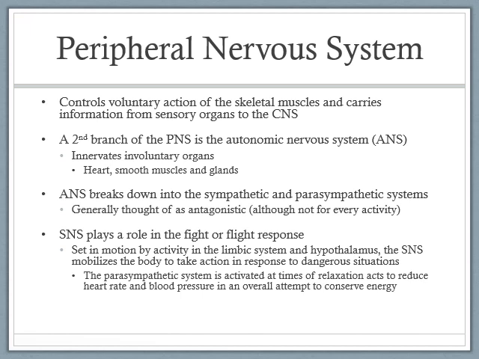Your CNS plays a role in the fight or flight response. It is set in motion by activity in the limbic system and hypothalamus. The SNS mobilizes the body to take action in response to dangerous situations. The parasympathetic system is activated at times of relaxation. It acts to reduce the heart rate and blood pressure and overall attempts to conserve energy.